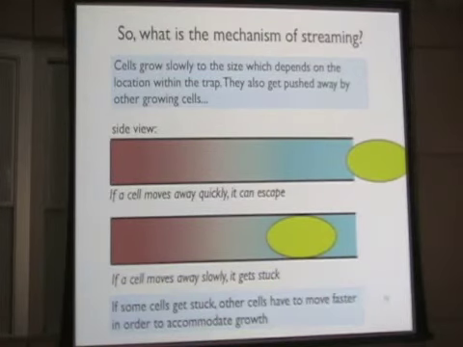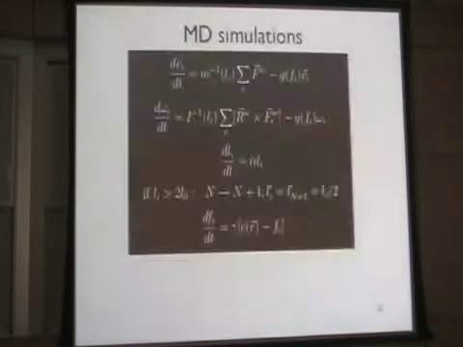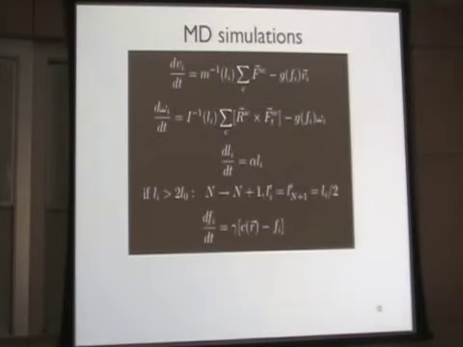Basically, you can imagine you have two doors here. If one door gets jammed, then everybody will go through the other door, and they will go quickly, so they don't have a chance to grow big, and they will have an easy time to escape through that door. So that's what happens, and then we can test this hypothesis in molecular dynamics simulations. Again, the same model as before.